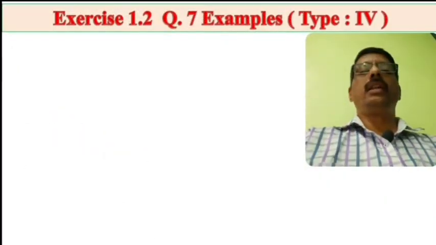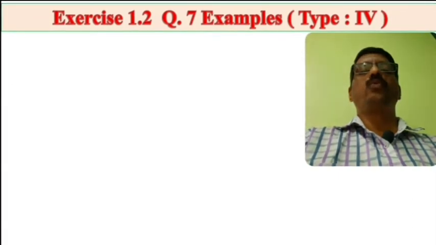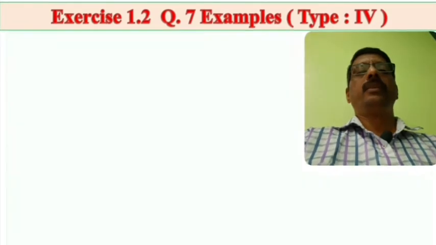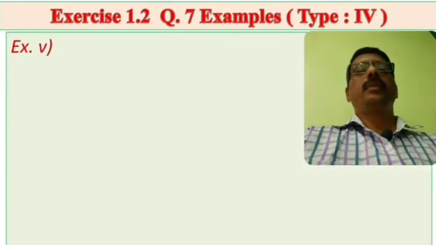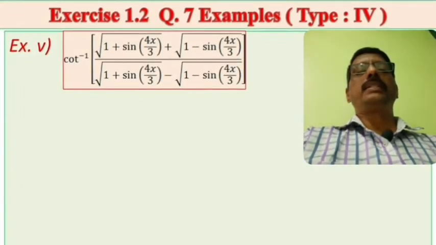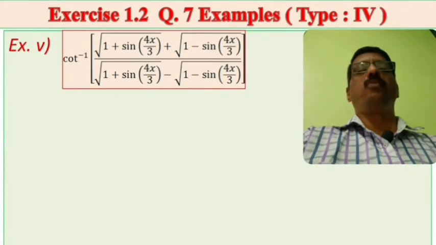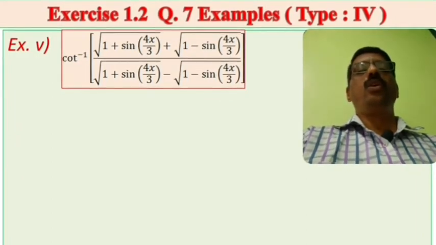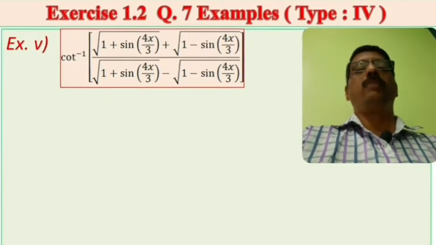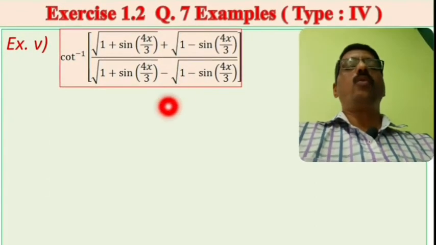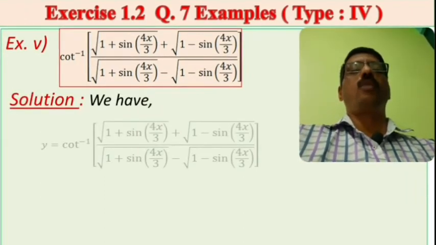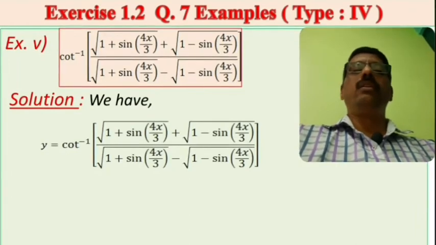Okay, now taking the last example of exercise 1.2, question number 7, type 4, that is the fifth example. The given function is cot inverse of bracket root of 1 plus sine of 4x upon 3 plus root of 1 minus sine of 4x upon 3, whole divided by root of 1 plus sine of 4x upon 3 minus root of 1 minus sine of 4x upon 3. Now we have to differentiate the given function. Firstly write the given function in the form y equal to the given function.